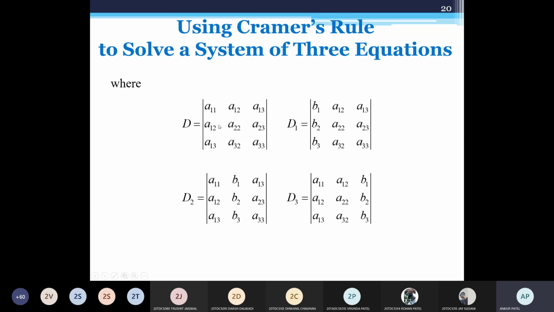So this is your determinant. This is your overall determinant. Then we are just replacing by the constant. Here the first column is replaced by the constant for D1, the second column replaced by the constant for D2, and the third column is replaced by the constant for D3. The overall determinant we keep as it is, we just replace this column with the constant for finding the individual determinants D1, D2, and D3.